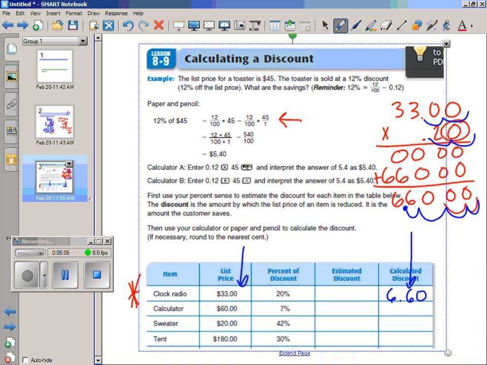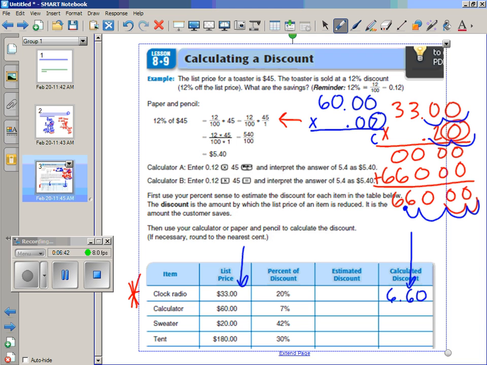All right, the calculator is $60. It is on a 7% discount. I'd like you to pause the video and try this problem out and see if you get the same answer as me. Okay, so $60. And it's a 7% discount. Now notice here, this is 7%. I hope you didn't write 0.7 because that would be 70%. You don't want to do that.